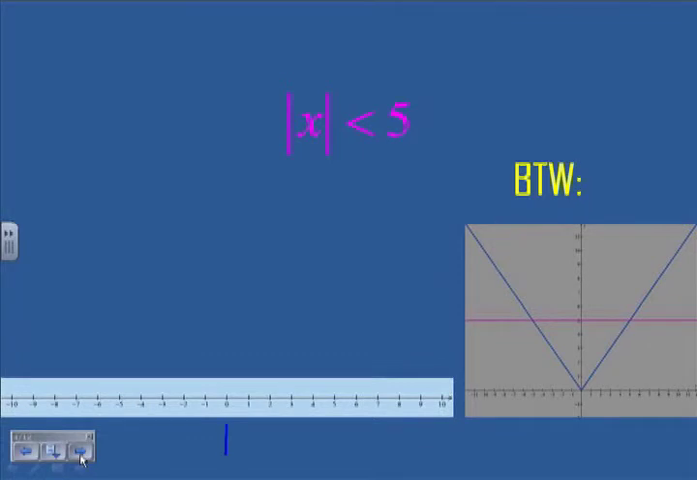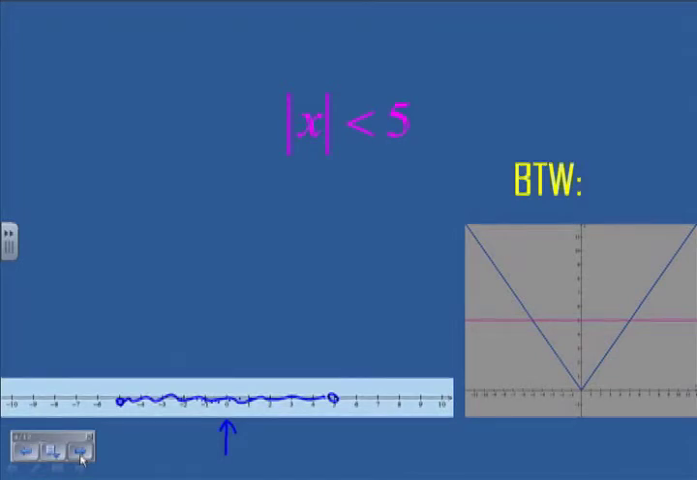Here's my 0 on the number line. So I'm concerned with who is within 5 units of that. Well, certainly all of these numbers close to the 0 are within 5 units. So I can go from negative 5 up to positive 5. Any of those numbers are within 5 units. Right? Their distance away from 0 is less than 5.